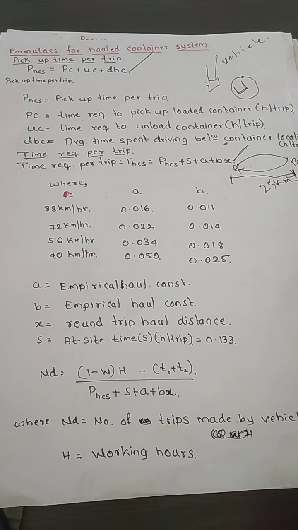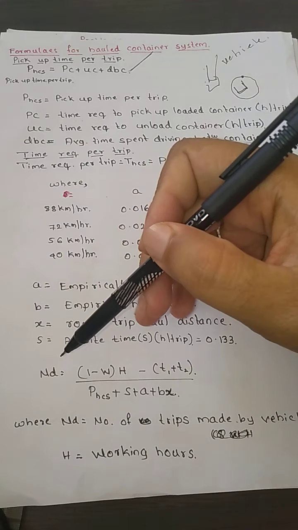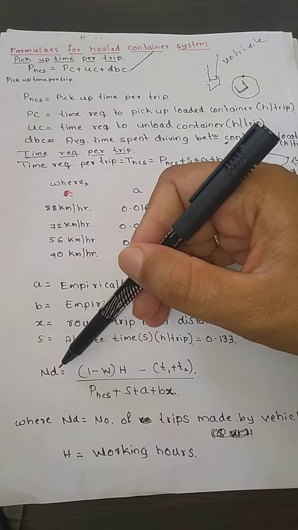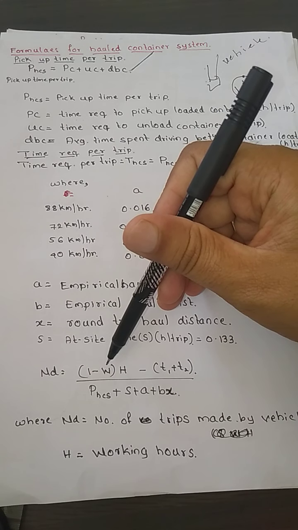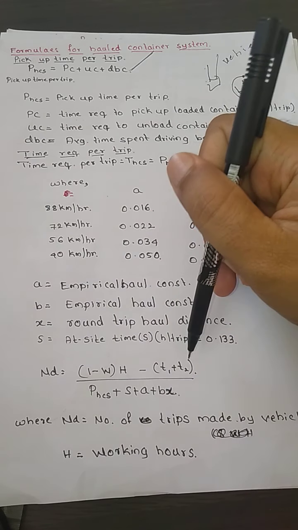Now in your problems, what will be asked is to determine the number of trips made by a vehicle per day. Okay, so now this is nothing but your ND. It is going to be designated by ND. Now here there are some other things. Now here T1 and T2.